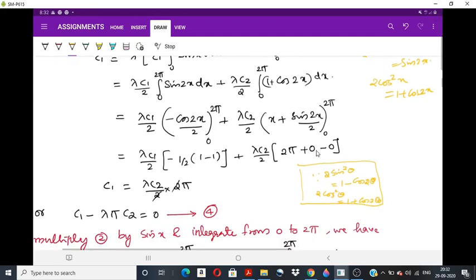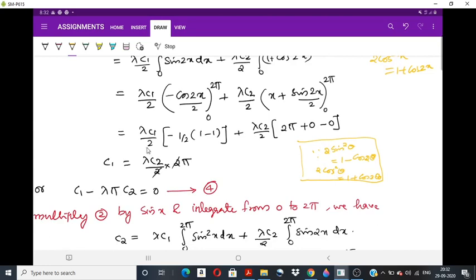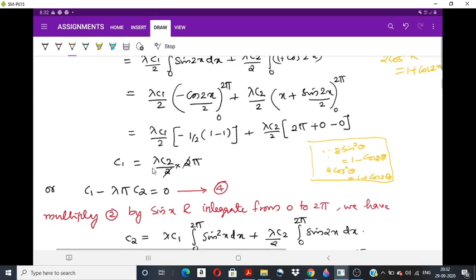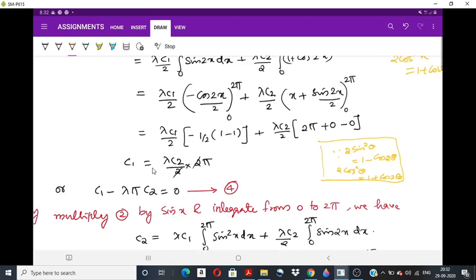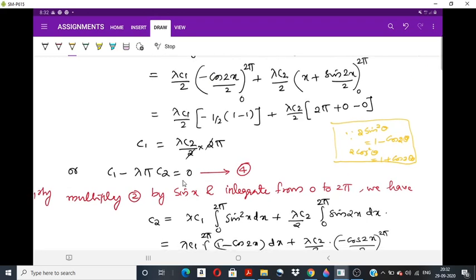Then applying the upper and lower limits, we have lambda c1 by 2 into minus 1 by 2 into cos 2 into 2 pi, cos 4 pi is 1, and cos 0 is 1. So the first term will be 0, and in the second term the only thing remaining is lambda c2 by 2 into 2 pi. So when we take all the terms containing C1 and C2 to the left side, we obtain C1 minus lambda pi C2 equal to 0.